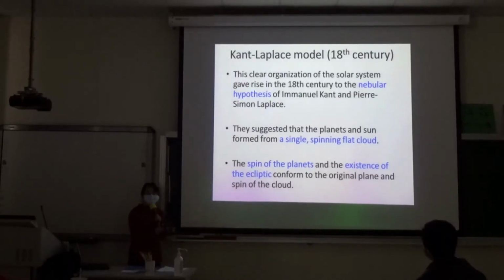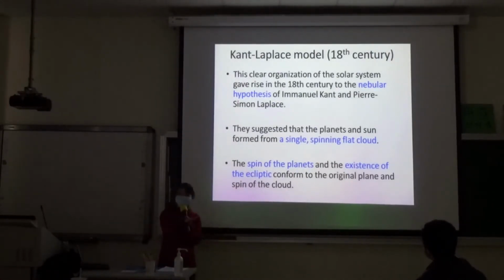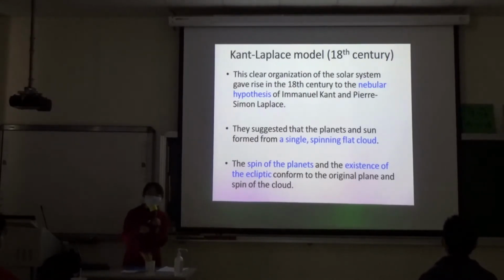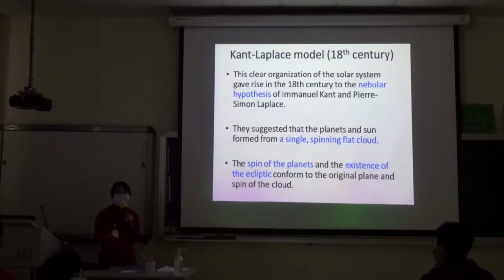And in fact, the model that we are going to talk about today was proposed in the 18th century by Kant-Laplace. And it says, this clear organization of the solar system gave rise in the 18th century to the nebular hypothesis. This is the hypothesis to explain the origin of the solar system, the nebular hypothesis. And it's proposed by these two scientists.